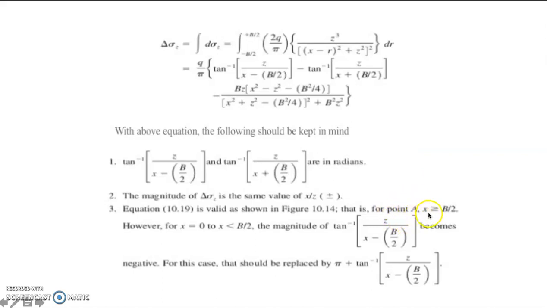So this equation is valid for a certain point, or a point A, when x is greater than or equal to b all over 2. However, if x is 0 or x is less than b all over 2, this magnitude will be replaced by this expression.